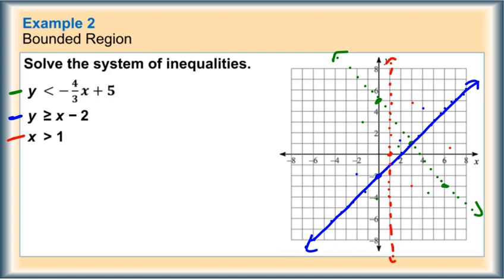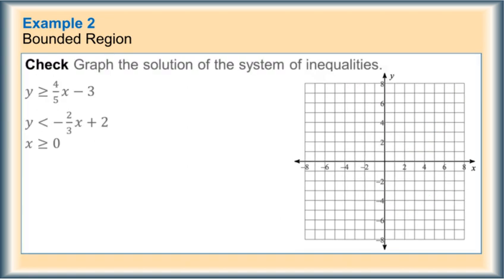So we've got to put the red in here, so that's to the right. So the only part that has all three colors is just this piece right here, this little triangle. This is bounded because it's covered on all three sides of the triangle.